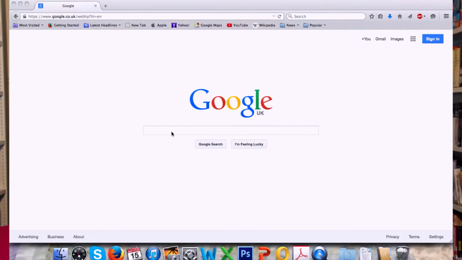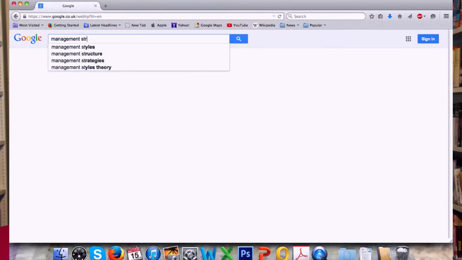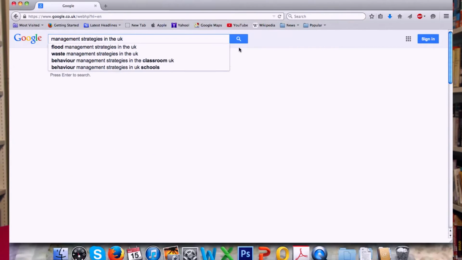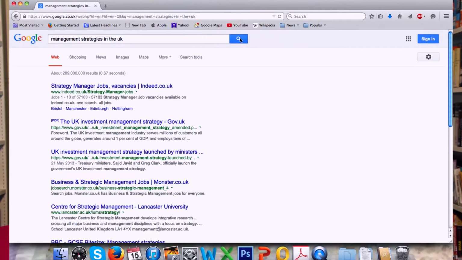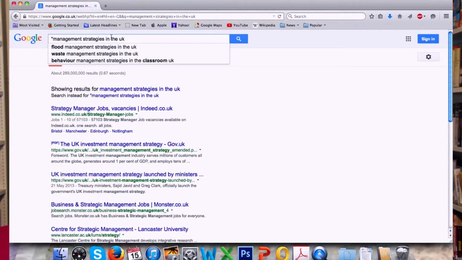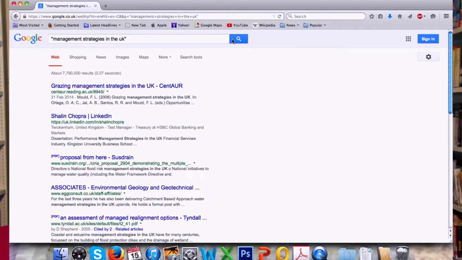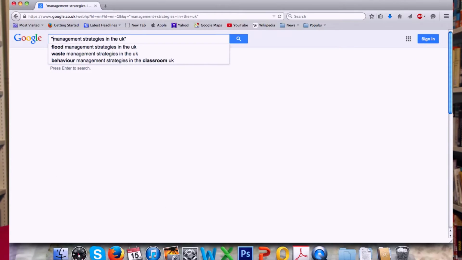For example, here, management strategies in the UK has been typed into a search engine. The search results are in the millions. However, by adding an exact phrase in inverted commas, such as "management strategies in the UK", reduces the search outcome substantially. By including a plus sign, you can further refine the search. For example, by including plus 2013 alongside management strategies in the UK, it will search for information or hits that only contain data related to management strategies in the UK and the year 2013.